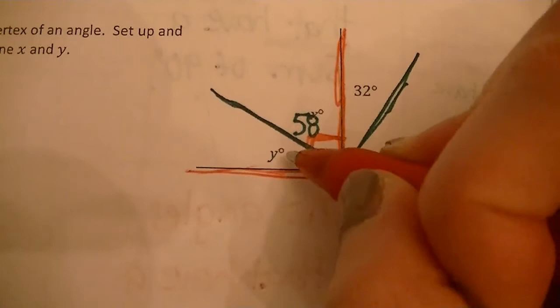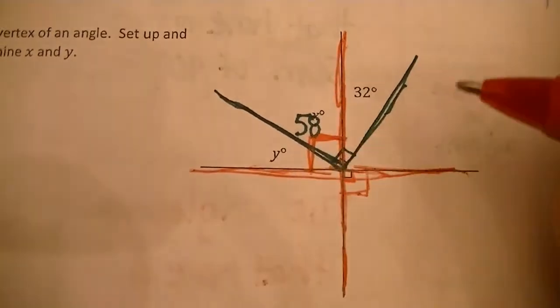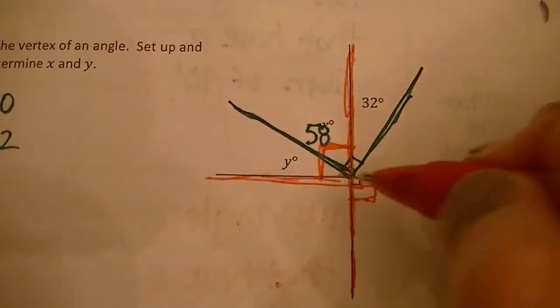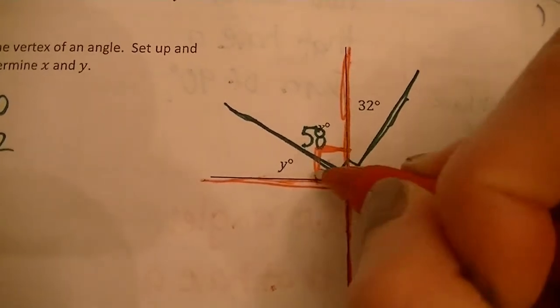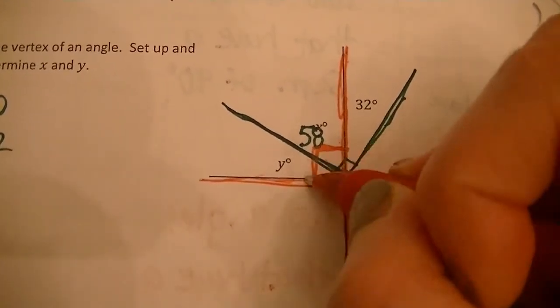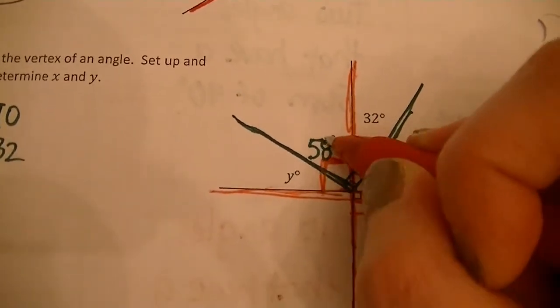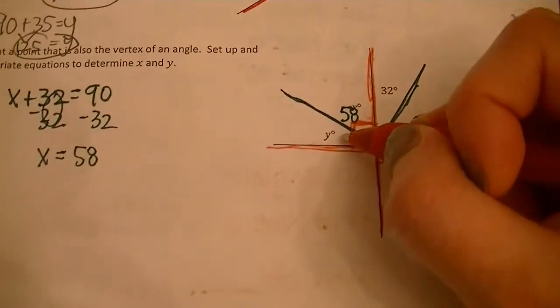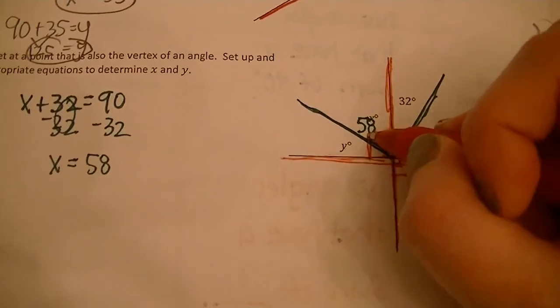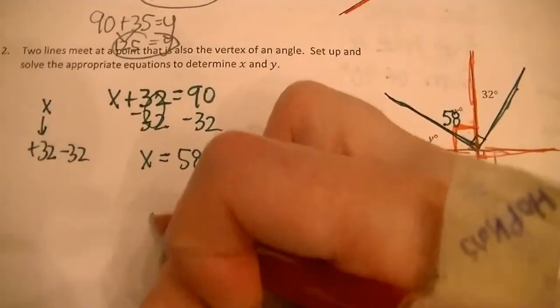So this tells me that y plus 58, they're complementary angles, so they're going to have a sum of 90 degrees. See how it's vertical to each other? So this one and this one are going to have to equal 90 degrees once I add them together. So if I know this one's 58, I just got to figure out y. So I can set up an equation to help me figure this out. y plus 58 equals 90.